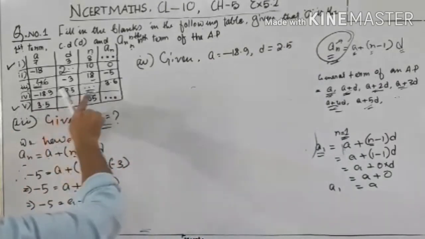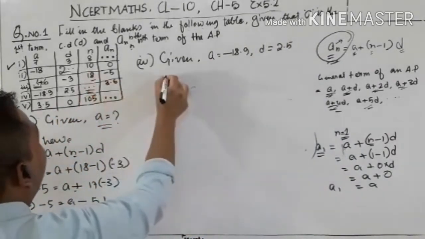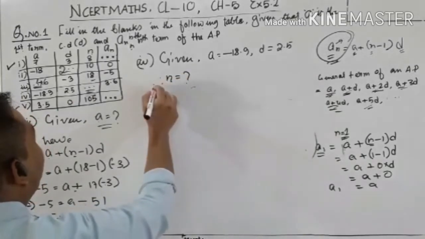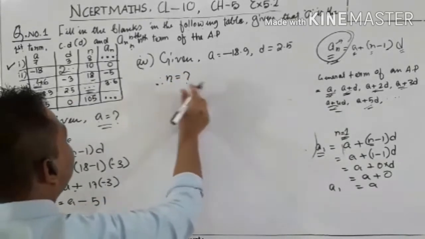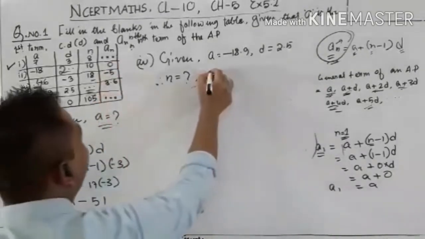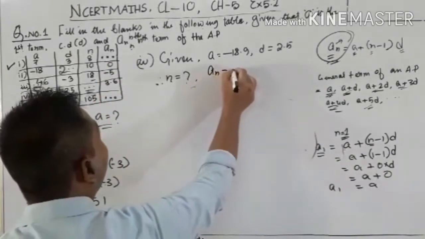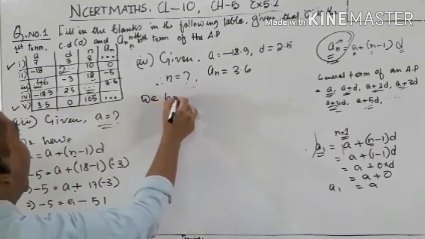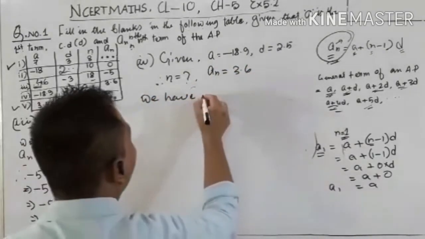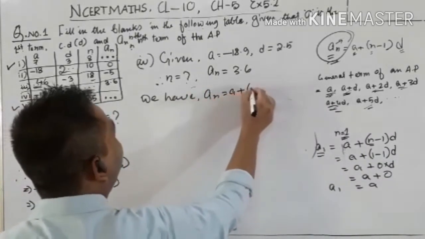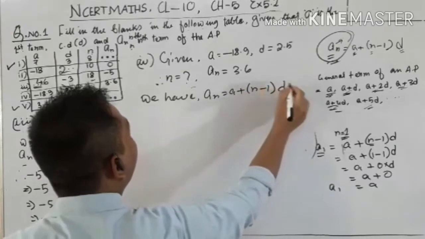And then what is not given? Number of terms. Okay, number of terms is not given. And then what is given? The nth term is given. What is the nth term? a_n equals 3.6. Again you write, we have the same formula. The nth term is given by a_n equals a plus (n minus 1) into d, right?